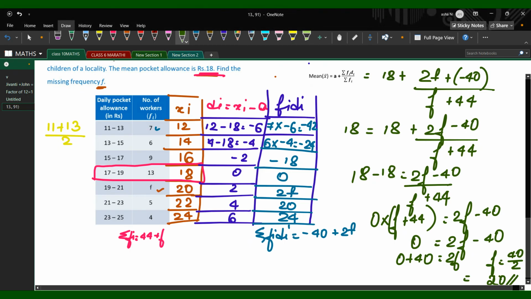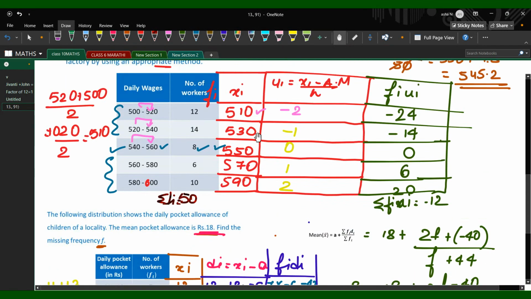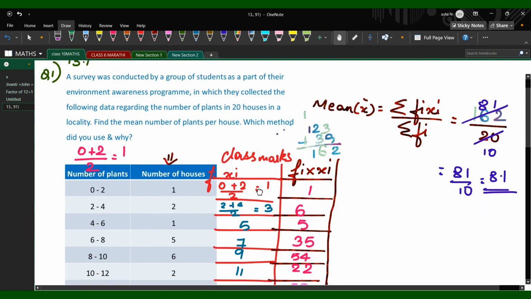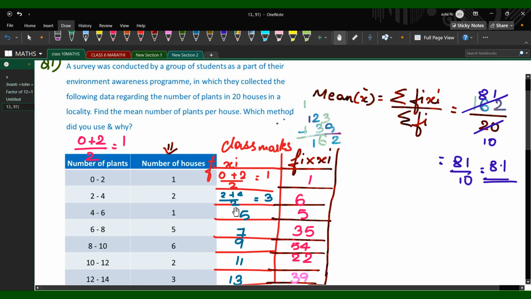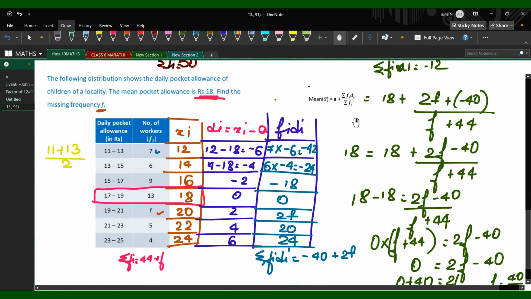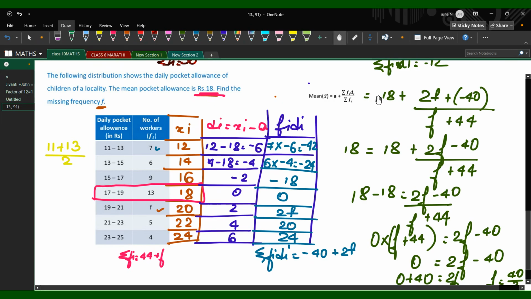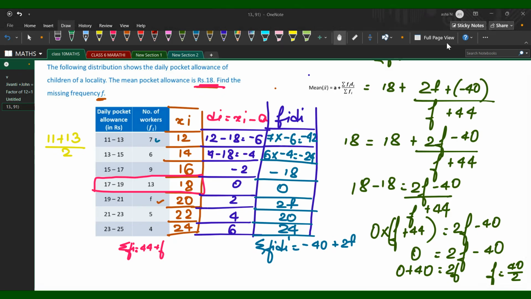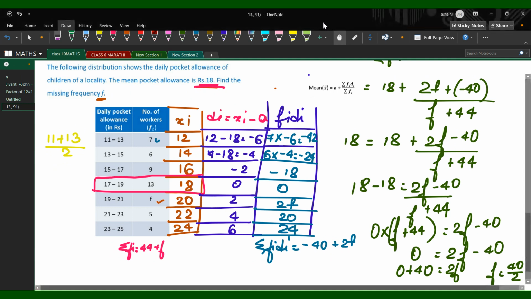Three methods I have showed you till now. The first one was the normal mean method, which we used because it was simple and easy. The second method was the assumed mean method, the formula is a plus h into sum of fi ui upon sum of fi. The third method which we saw here is the deviation method, a plus sum of fi di upon sum of fi. So take it in your book. Any doubt, any confusion?